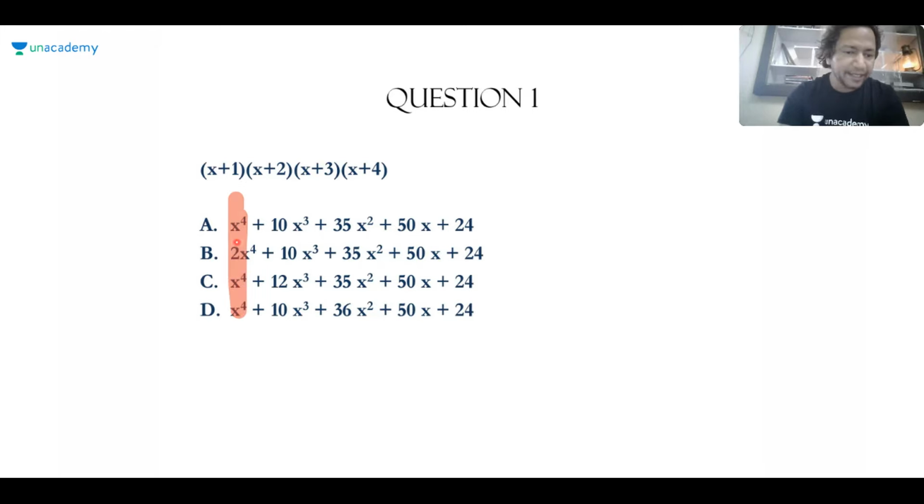B cannot be the correct option because in B the coefficient is 2. So nowhere in the brackets we have 2. It's all 1 time x, okay? So we get x to the power 4. So possibly A, C, and D can be the answers. Now coming to the next step.